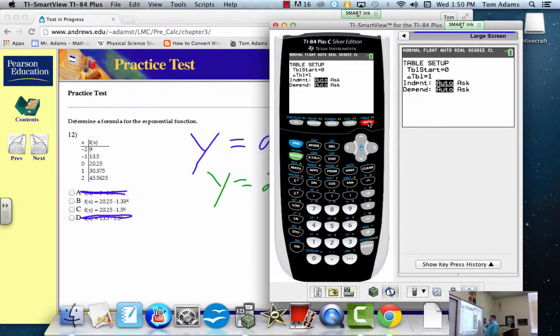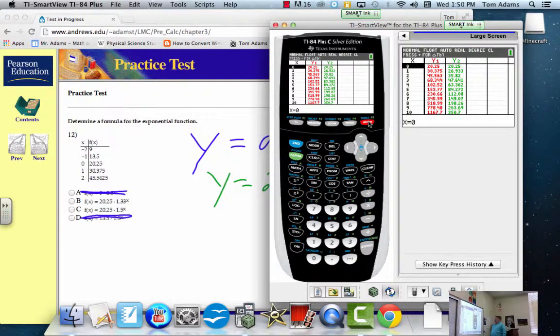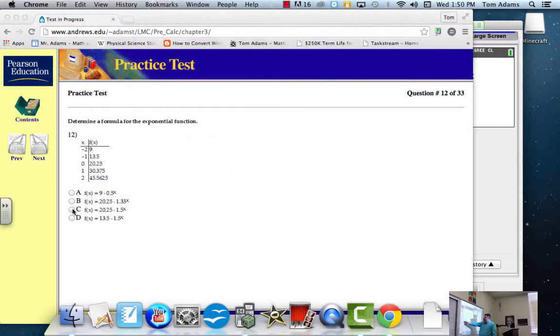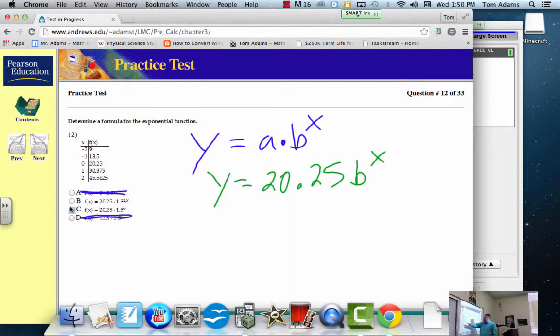And now if I look at the table, which one matches up? When x equals 1, y equals 30. When x equals 2, y equals 45.563, which the calculator rounds. So it's function number 1, which is 1.5. Yep. So it's this one here. Does that make sense? You guys see how I did that? Okay. Good, good, good.